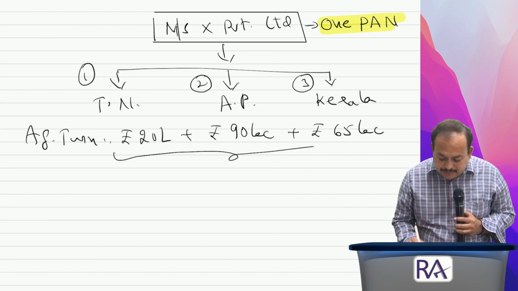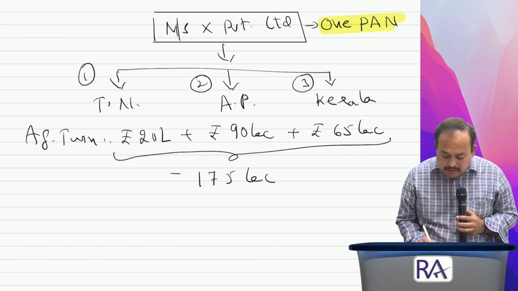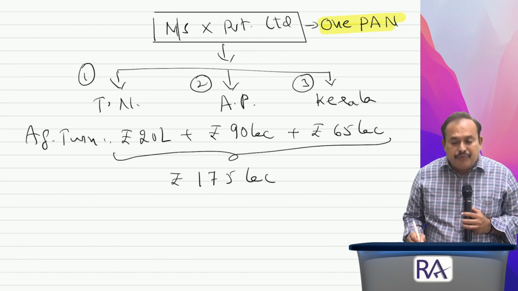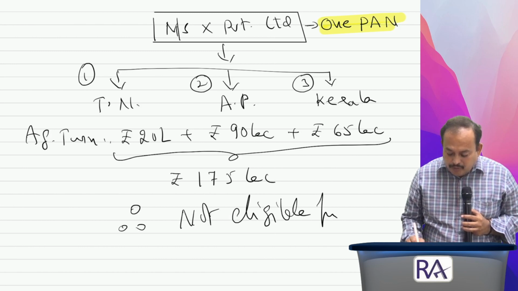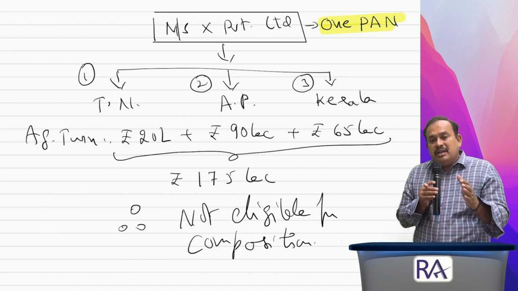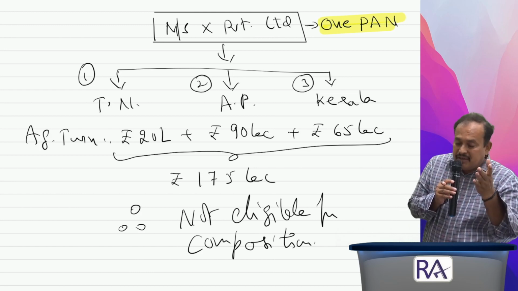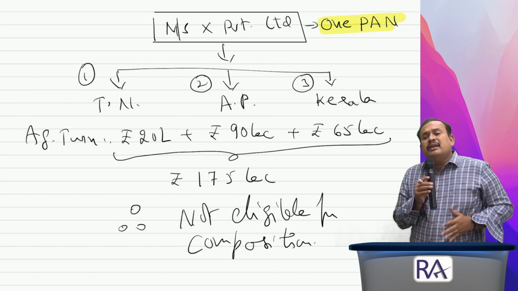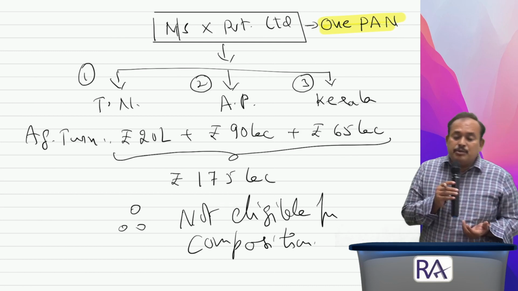Total turnover here is 175 lakh. That means more than 150 lakhs. Therefore, here not eligible for composition scheme, because on all India basis, having one PAN number, aggregate the turnover. Look, which has exceeded 150 lakhs or 75 lakhs or 50 lakhs, then not eligible for composition scheme. In the given case 175 lakhs, therefore not eligible for composition scheme.